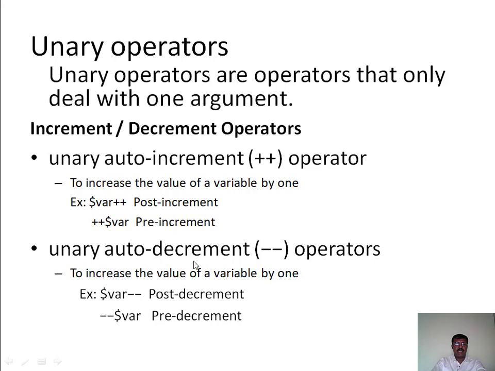Next is unary auto decrement operator. To decrease the value of a variable by 1, we can use these unary auto decrement operators. This also can be used in two ways, that is post decrement and pre-decrement.